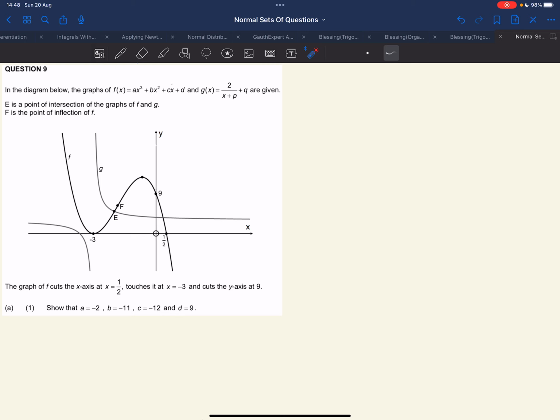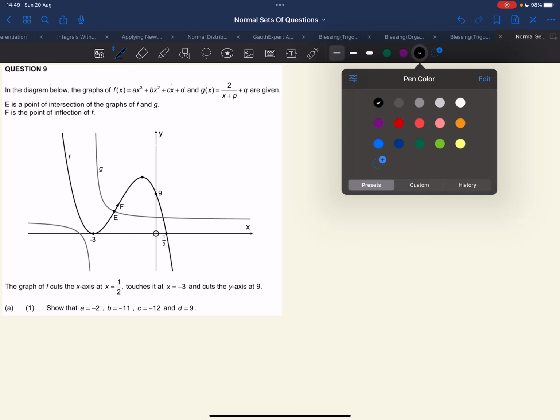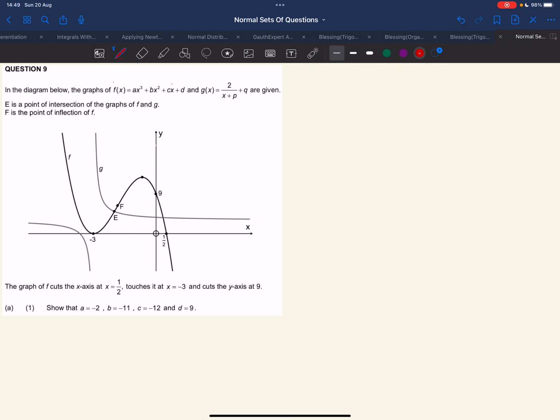Then they say that the graph of f cuts the x-axis at a half, touches it again at -3, and cuts the y-axis at 9, which is here. Right, so we can try finding the equation of the cubic function. Let me use a different color. This function there, we normally refer to it as the cubic function.